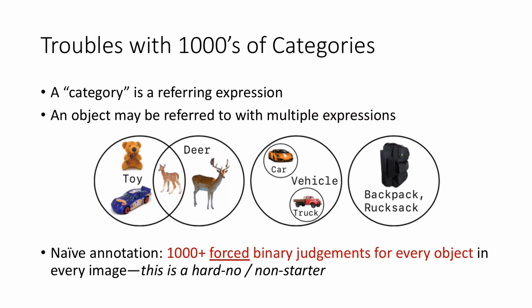If one were to try to build LVIS the same way that COCO was collected, it would require making more than 1,000 forced binary judgments for every object in every image. This is a non-starter because the volume of annotation work is too great, and the multiple referring expression issue will undoubtedly lead to many errors and inconsistencies in the annotations.